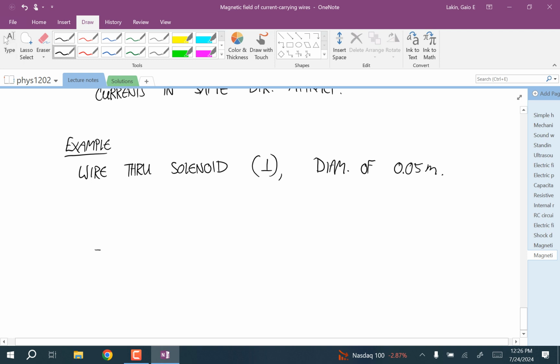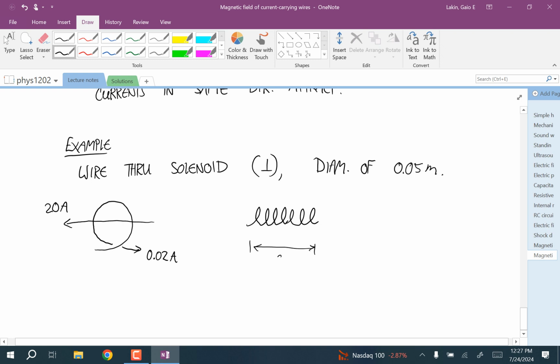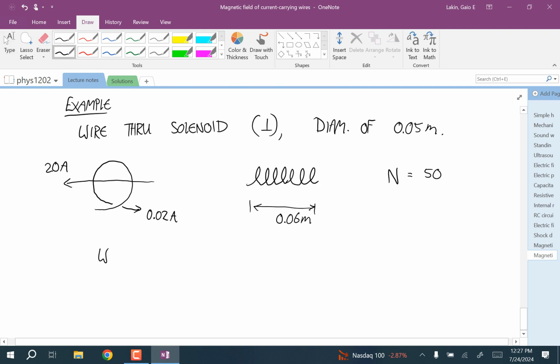Okay, so let's say that the directions look like this. You have your coil of wire going this direction. Let's say that the current is 0.02 amps. And let's say that this wire is passing through the middle, and this is a big wire with a 20 amp current going through it. As far as the solenoid goes, the length of the solenoid is 6 centimeters. And the 20 amp current would be going into and out of the page, passing between two of those coils. And we're going to say that our N is equal to 50. And the question is, what's the force the solenoid applies to the wire?